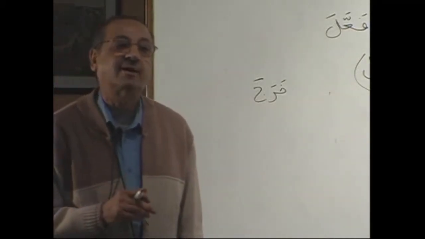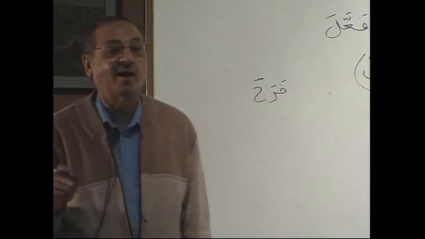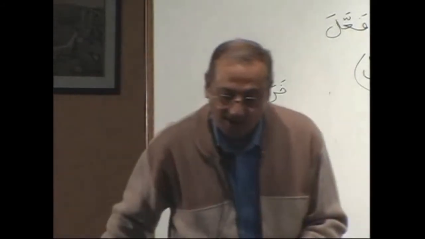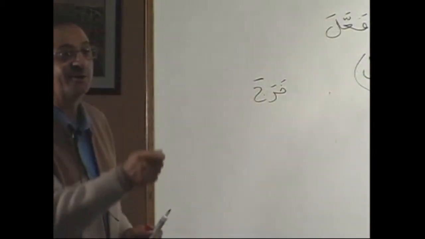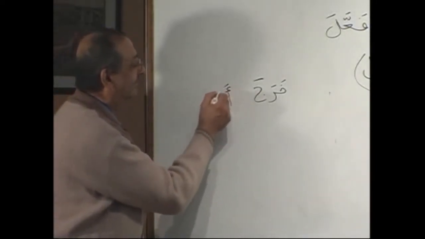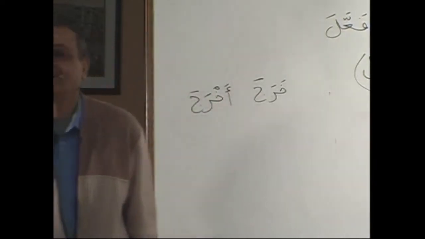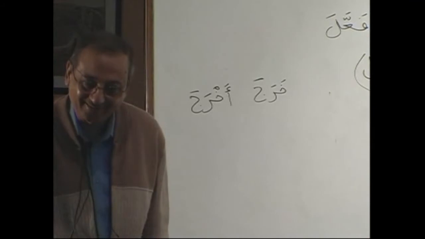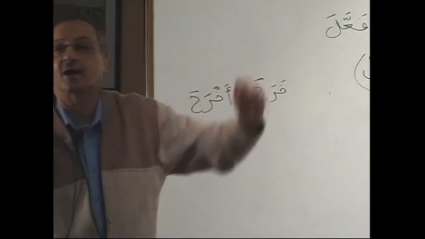Kharaja is an intransitive verb. What is the meaning of kharaja? He went out. Now, I want to take someone out of the class. When you say ukhruj, it means you get out. Then we bring it into form 4. And what do we say? Akhraja. It means he took someone out, or he took something out.